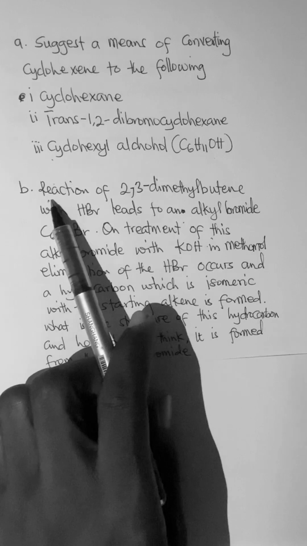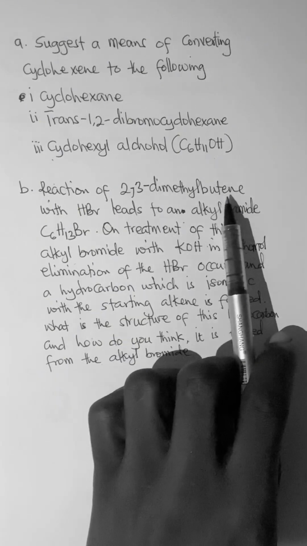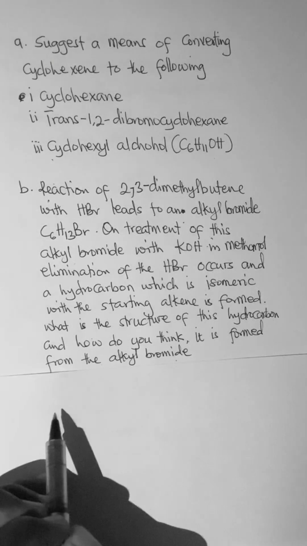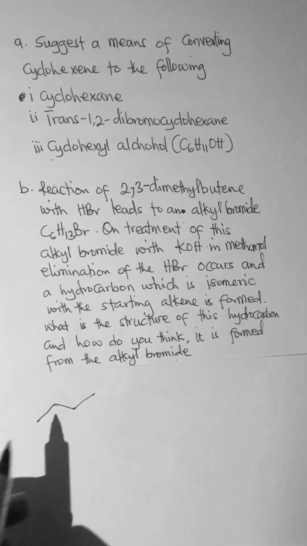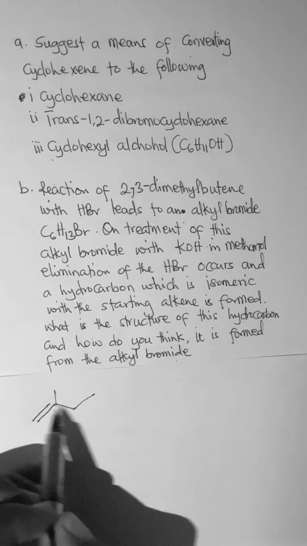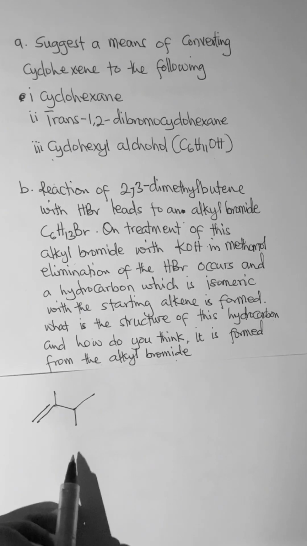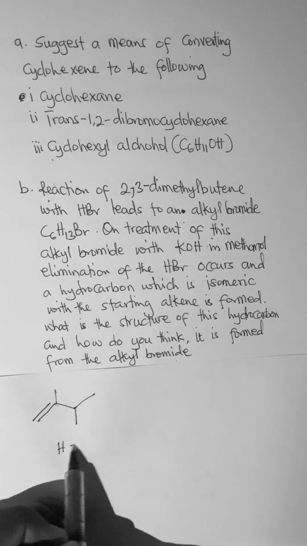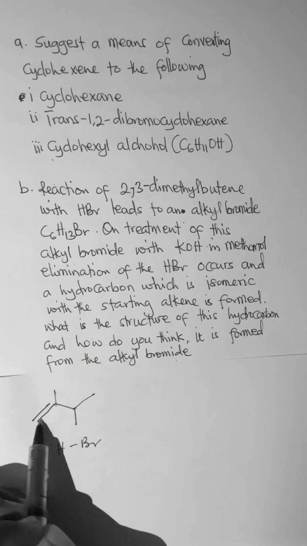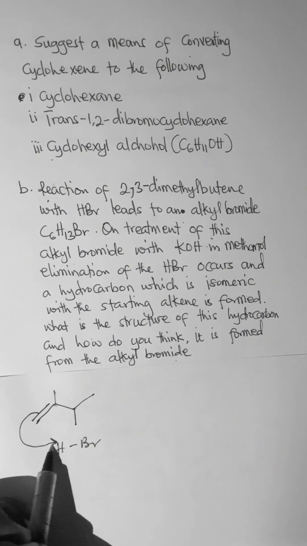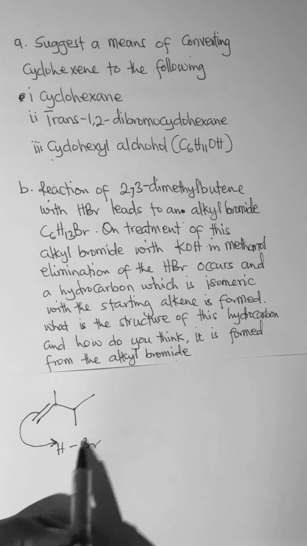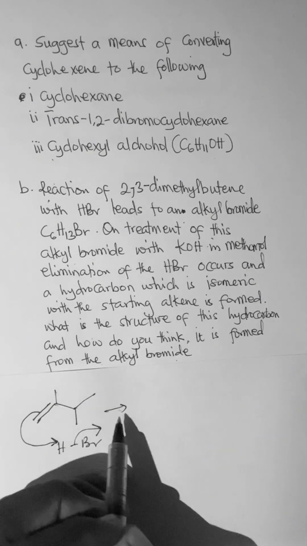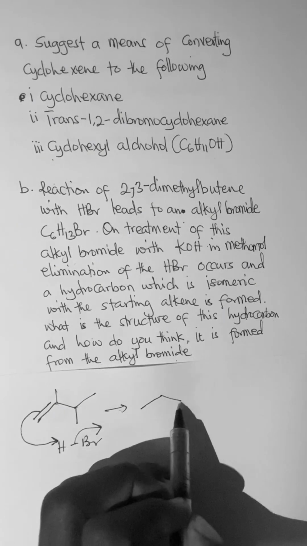So the second part of the question says that the reaction of 2,3-dimethyl butene with HBr leads to the formation of an alkyl bromide. So let's draw 2,3-dimethyl butene. So this is a butene, and this is 2,3-dimethyl butene. If we treat this with HBr, what will happen? So this is HBr. Because this is a nucleophile, it will donate lone pairs of electrons to this electrophilic center, because Br minus is more electronegative than the proton. So that will cause this bond to break, and we are going to form this carbocation in solution.